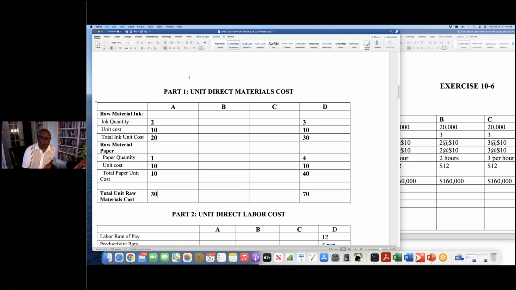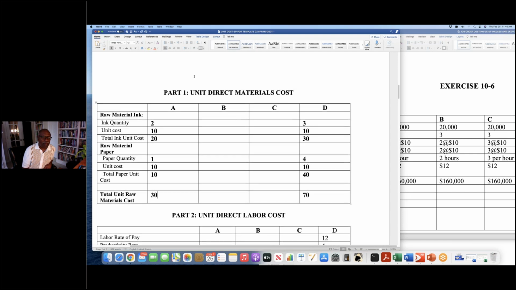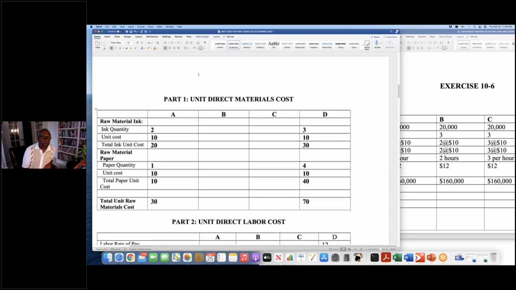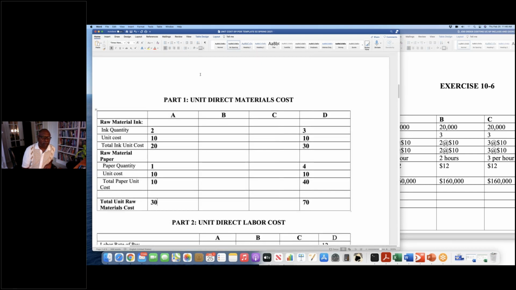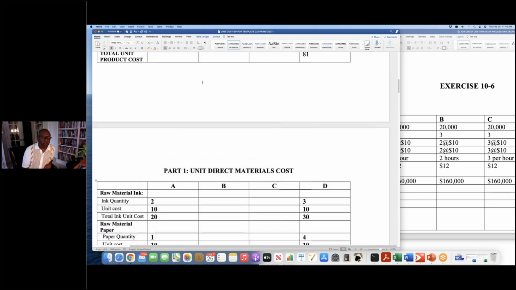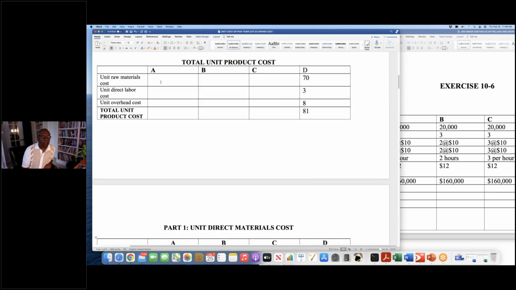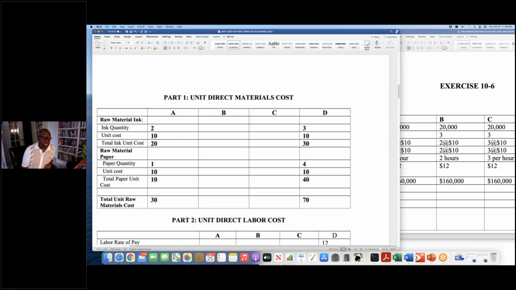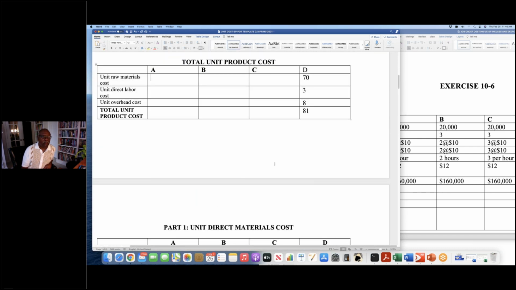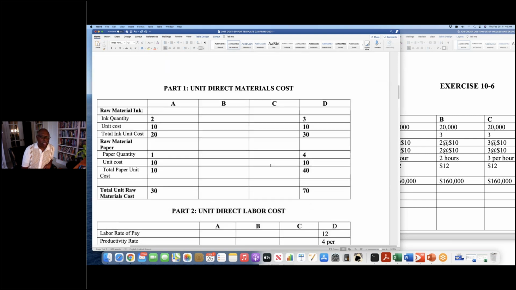You put it in the total raw material part here, up in the total unit product cost chart. So we were just working with direct materials and raw materials. Once we get a number here, we're going to move it up here. Now we're ready to head on to labor.